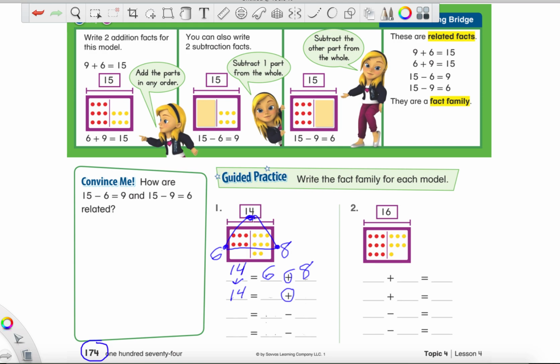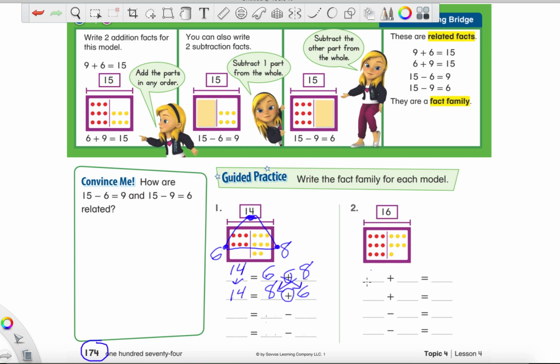And we just do the triangle in the reverse order. Instead of going to the left, we're going to go to the right. So I have my 14, I go down the other side, I hit 8. And then I go across to the last corner, I hit 6. And look, you see that they flip-flop places. The 8 is now over here, and the 6 is now over here.